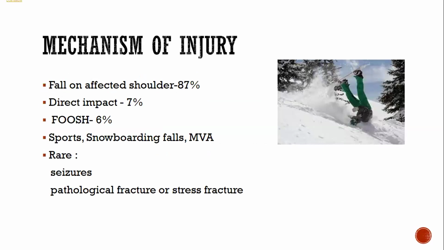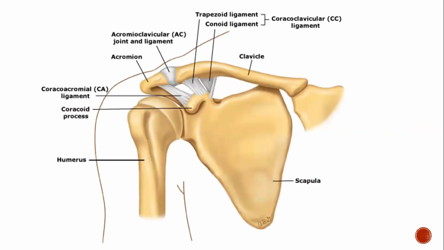Coming to mechanism of injury, the most common mechanism is a fall on the affected shoulder, followed by direct impact and fall on an outstretched hand. It is most commonly seen in sporting activities, snowboarding falls, and motor vehicle accidents. It is rarely seen in seizures and with pathological fractures or stress fractures.